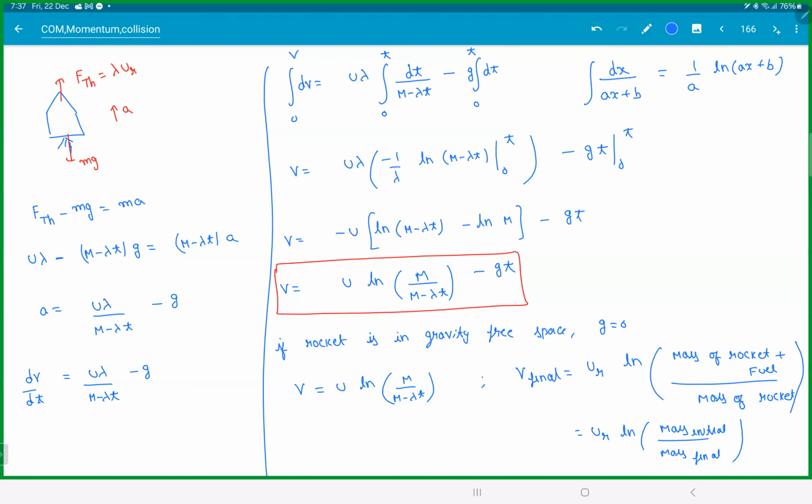That's why when you design a rocket, for example, if the entire rocket is 1000 kgs, the actual payload is only 100 kgs, and the remaining 900 kgs is fuel only. So the bigger that ratio, the higher the final velocity of the rocket.